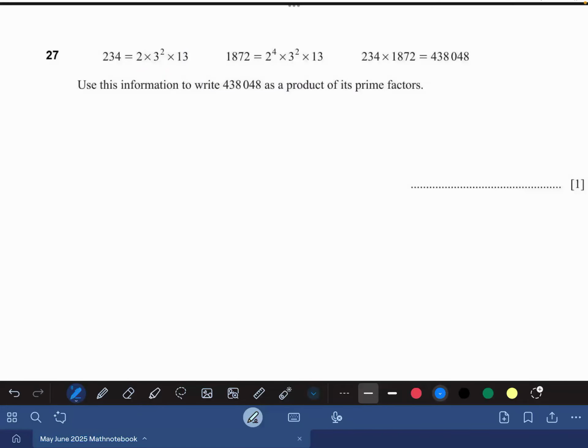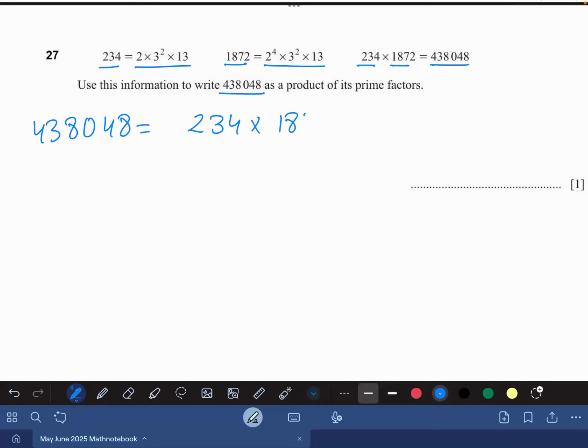So the examiner is saying that 234, the prime factorization of 234, and 1872 is this one. They said that if you multiply this thing, you will get this thing. So beta, use this information to write this as a product of its prime factors. So Umar, 438048 is equal to 234 multiplied by 1872. So Ramin, instead of 234, can I write this thing? Yes sir. So 2 multiplied by 3 square and 13.